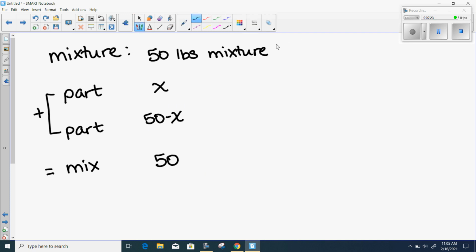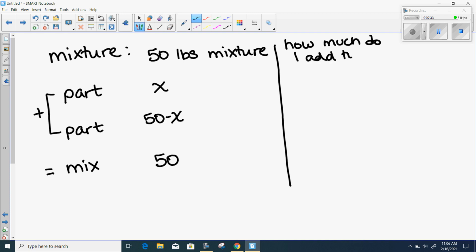Sometimes it says something different. It'll say how much do I need to add to 3 gallons of whatever my solution is to get some kind of result that is specific. So one of my parts is 3 gallons. They're telling me I have 3 gallons of that. When it says, how much do I add? That's what I don't know. So my other part is X.